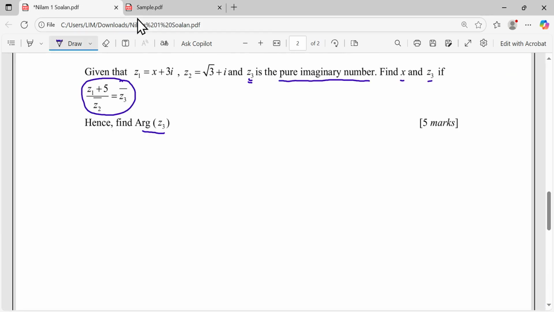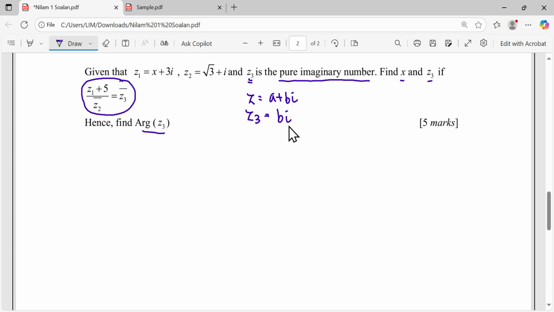So Z3, when you're saying it is a pure imaginary number, normally a complex number is a plus bi, alright, in the standard form. When you say it is a pure imaginary number, it means real part is 0, which means that here you have to substitute your complex number Z3 as bi.